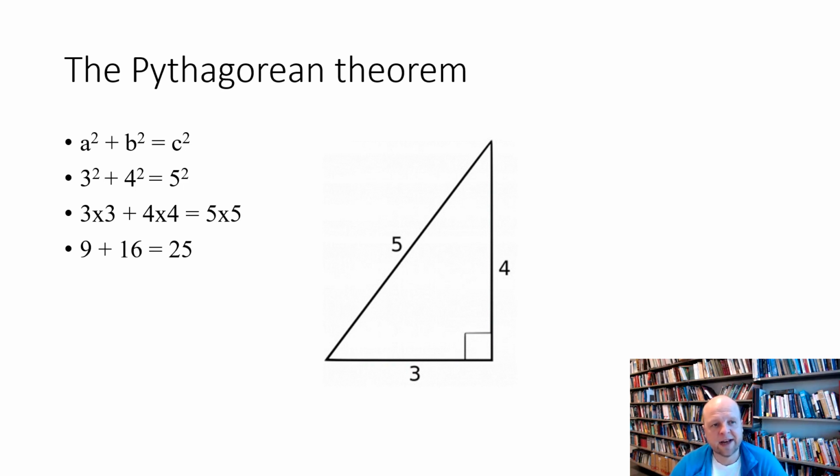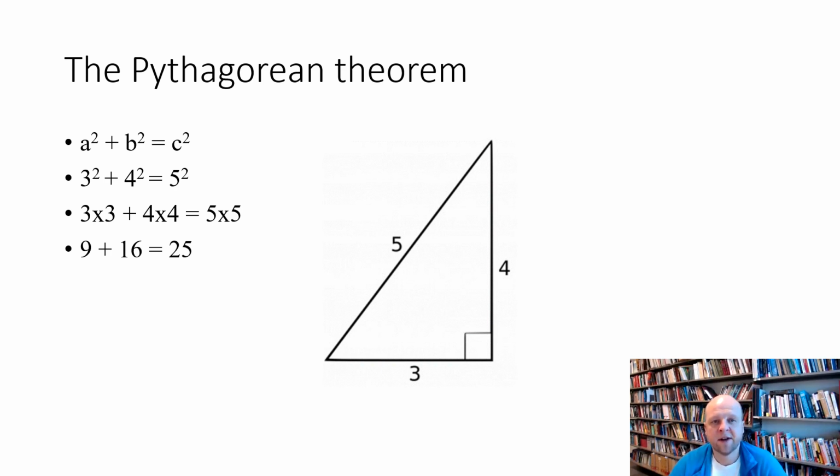This holds for any such right triangle: on the two sides of that angle, if you square those lengths, multiply them with themselves, and then add them, that will equal the length of the last line squared. So here in this case, 3 squared plus 4 squared is 5 squared. 3 times 3 plus 4 times 4 equals 5 times 5, or 9 plus 16 equals 25.